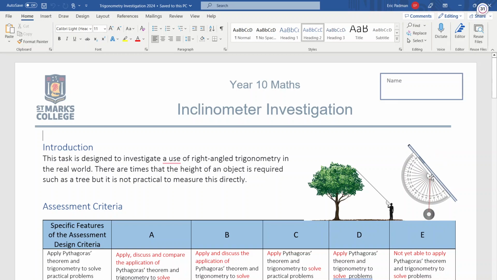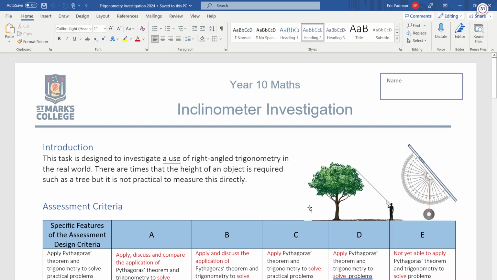If you were away, what effectively we did was we went outdoors and we used inclinometers, which are these devices, to measure the angle of elevation from the eye level, so up to the top of the tree, in this picture, for example. And we also measured the distance horizontally from the base of the object we're looking at to where we're standing when we took the measurement for the angle.